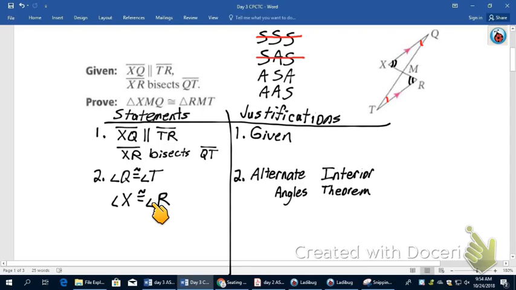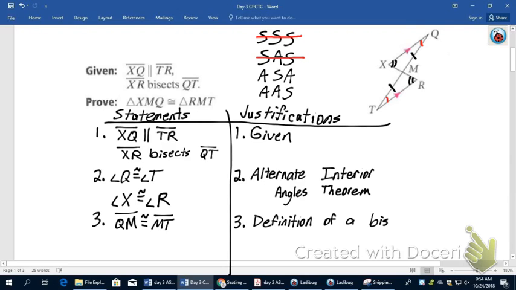But I've not shown a pair of sides to be congruent, so I need to do that. That's where my other given is going to come in handy: segment XR bisects segment QT. So what that means is that QT is being split into two equal parts, being segment TM and segment MQ. I'm going to go ahead and put that in my proof. Segment QM is congruent to segment MT. What I used there was the definition of a bisector. Now if you want to get technical, that should be segment bisector, but I'm just writing it like that.